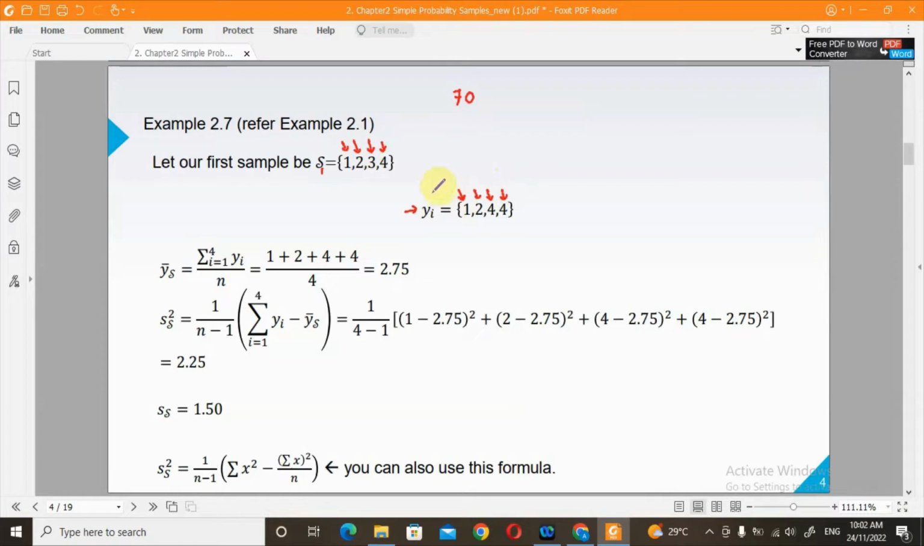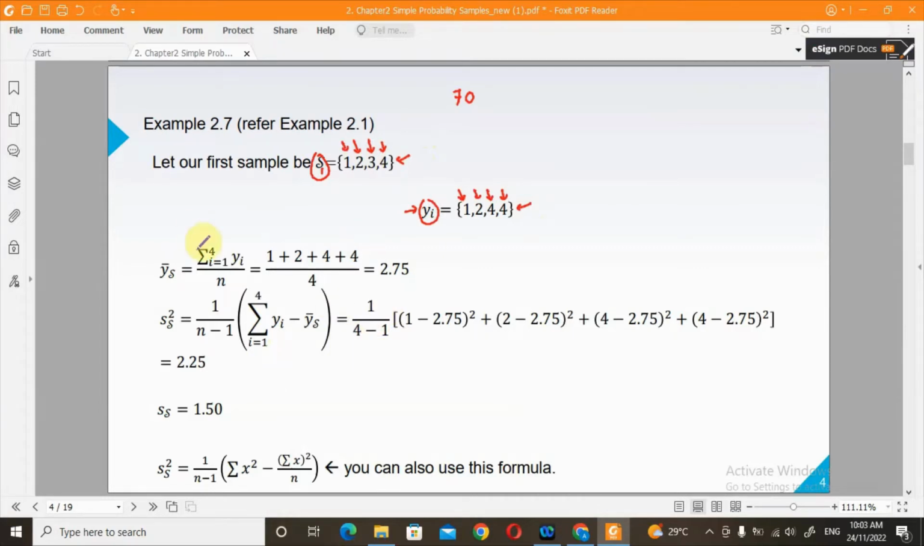Please do not confuse the sample number with the y value. In calculation, we will use the y value and not the sample number. The sample number is not a value; it is just an ID number for each respondent. From here you should be able to calculate the variance and also the standard deviation.